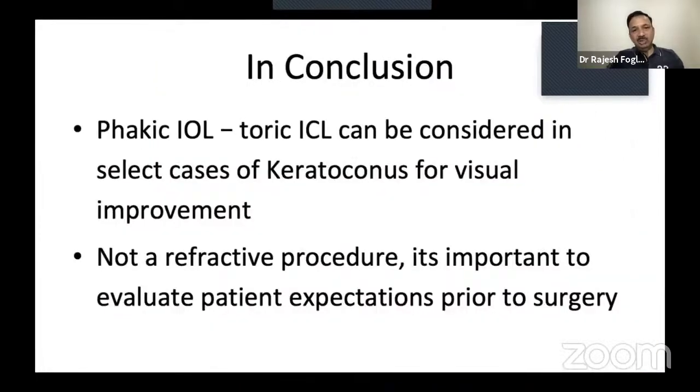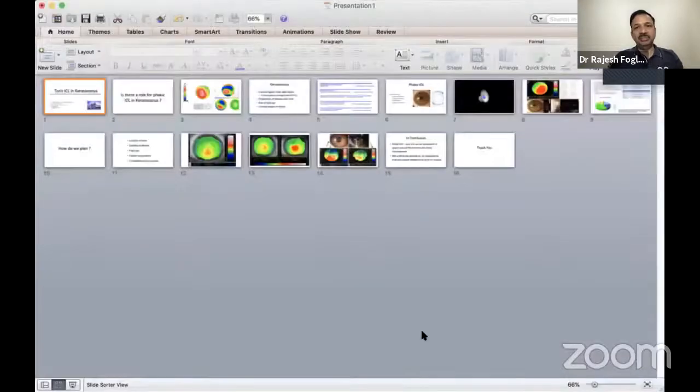So basically, in conclusion, phakic IOL such as toric ICL can be considered in select cases of keratoconus for visual improvement. Please remember, it's not a refractive procedure, and this needs to be explained to the patient. It's important to understand the patient's expectations prior to the surgery. Luckily for us, toric ICL is a reversible procedure. So if a patient is not happy with the outcome, the toric ICL can be explanted and the patient can go back to the refractive error they had earlier. Thank you for your patient hearing.